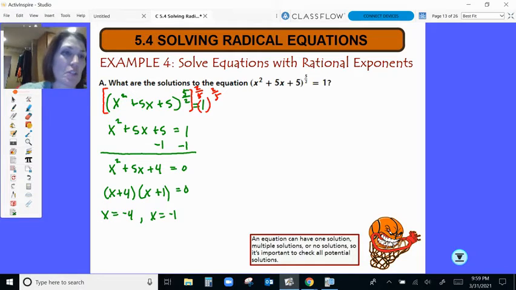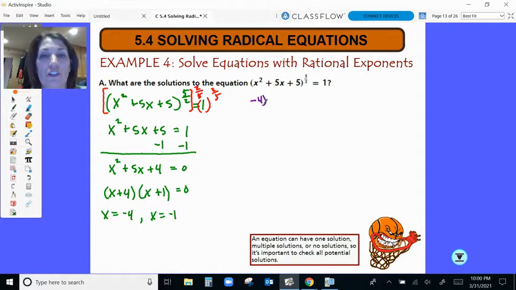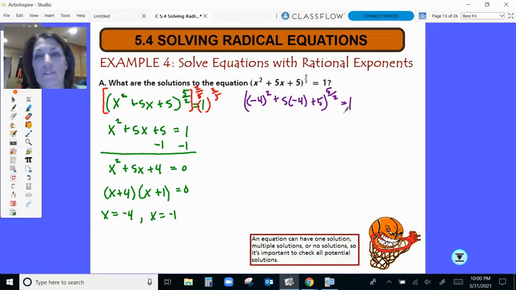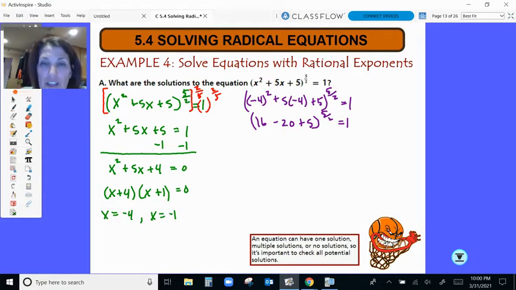So now we want to check both of these because we want to make sure we don't have any extraneous solutions. So we're going to plug these back into our original equation. So we have -4 squared plus 5 times -4 plus 5, all raised to the 5 halves equals 1. This becomes 16 minus 20 plus 5, all to the 5 halves. 16 minus 20 is -4, and -4 plus 5 is 1. And 1 to the 5 halves, of course, is just 1. So that checks out okay.